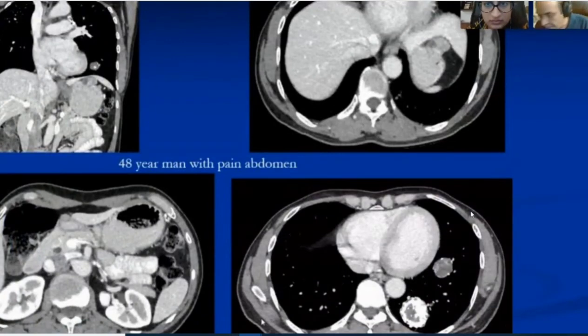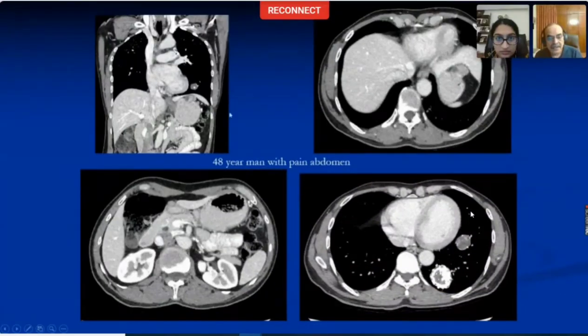Okay, Abhinava, look at these 4 images together, same patient, and try and make a diagnosis, and I'll help you as you go along. I'm not giving any history. Can you hear me? Yes, sir. Okay. So notice this lesion.